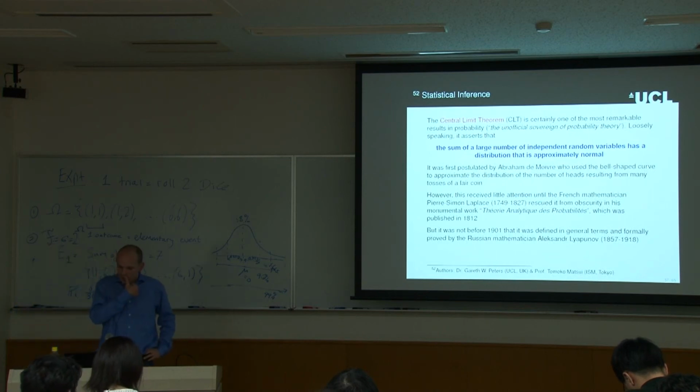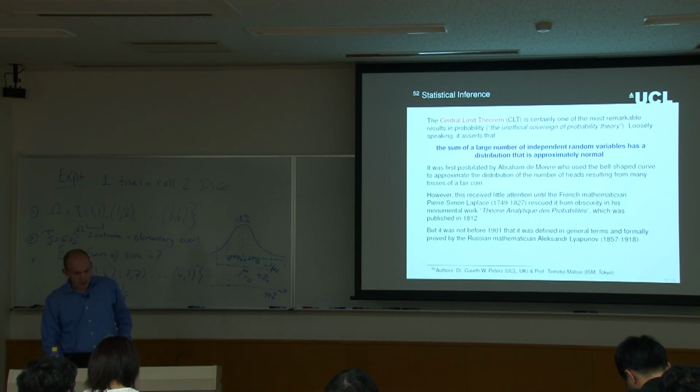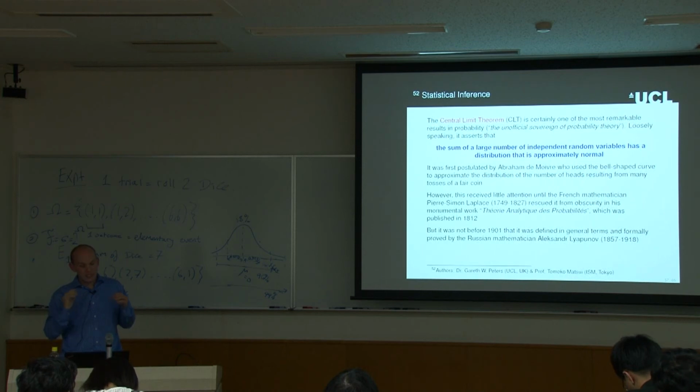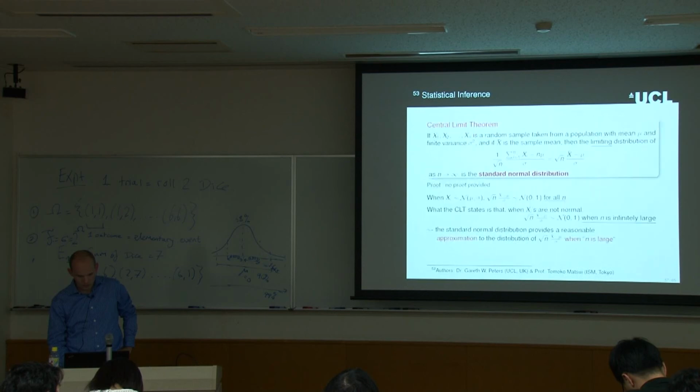Now we come to an important concept, which has been referred to as the unofficial sovereign of probability theory. It's quite strong praise. It's a remarkable result which basically says that the sum of a large number of independent random variables has a distribution that is approximately normal. So this goes back a long way to Abraham de Moivre and Laplace, and then at the turn of the 20th century, Lyapunov. I'll leave you to do some reading about the history of that.